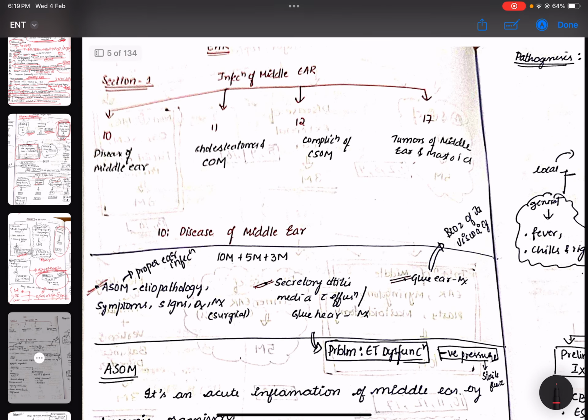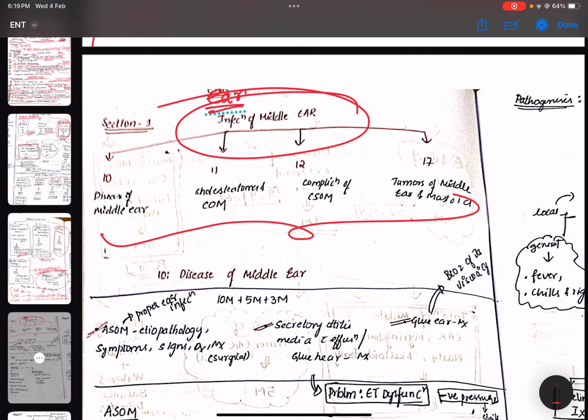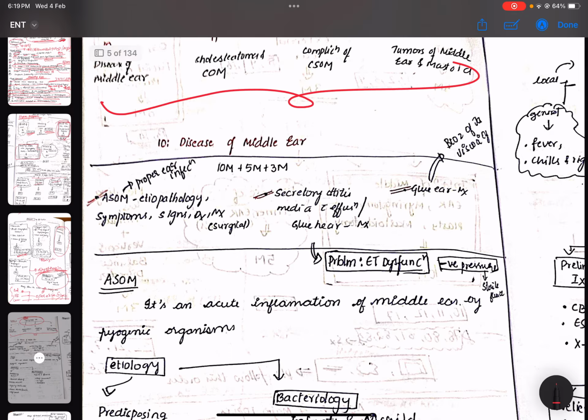Okay, now coming to ear proper. If you see, ear has one of the biggest weightages, and firstly we will start with infection of middle ear. Under Singhi or your Dhingra, these are the 4 questions you need to cover. These are the 4 chapters which you need to cover under the infection of middle ear. So these are the 10 markers, 5 markers, and 3 markers.